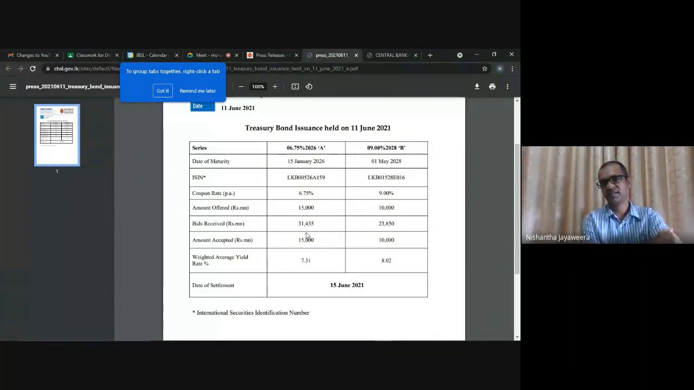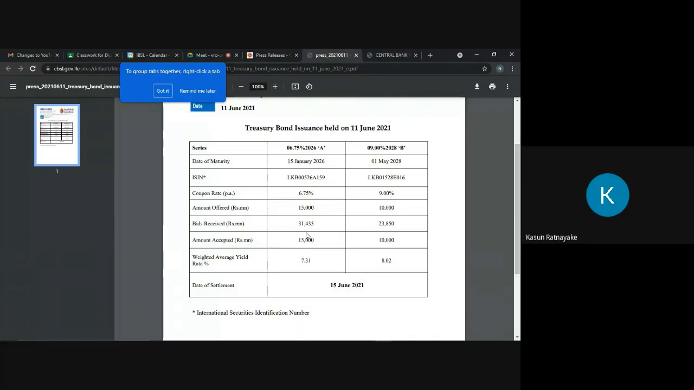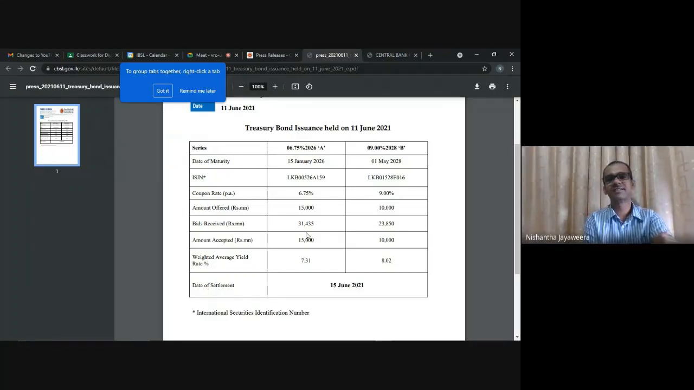Okay. So from the investor's point of view, what would be the best option? That means you get a discount bond or a premium bond. In this scenario, you get an average yield of 7.31 against 6.75, and for the other one you get only 8.02 against the coupon rate of 9%. Generally, there's no difference, because whether you buy at a premium or at a discount, what you realize is the yield to maturity, subject to some other conditions.